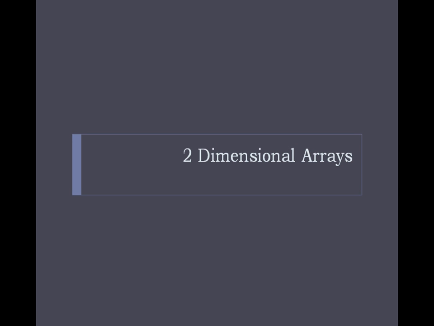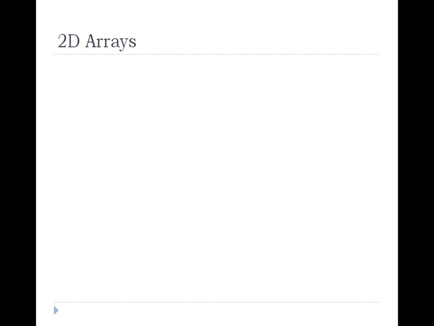In the previous video we talked about one-dimensional arrays, and let me remind you that a one-dimensional array is like a collection of boxes. In each box you can put some item, which is basically some type of data, for example an integer or a character or anything else.